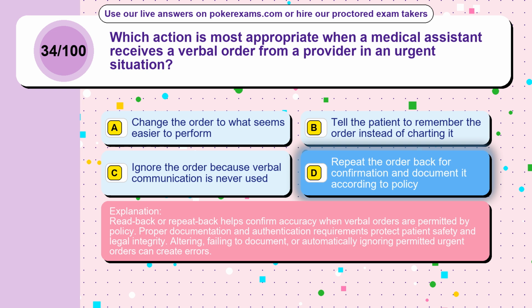Read back or repeat back helps confirm accuracy when verbal orders are permitted by policy. Proper documentation and authentication requirements protect patient safety and legal integrity. Altering, failing to document, or automatically ignoring permitted urgent orders can create errors.